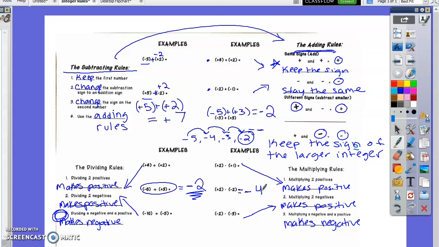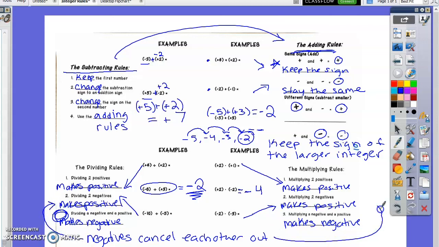So remember, negatives cancel each other out. So that is going to be relevant here, and that is going to be relevant here.